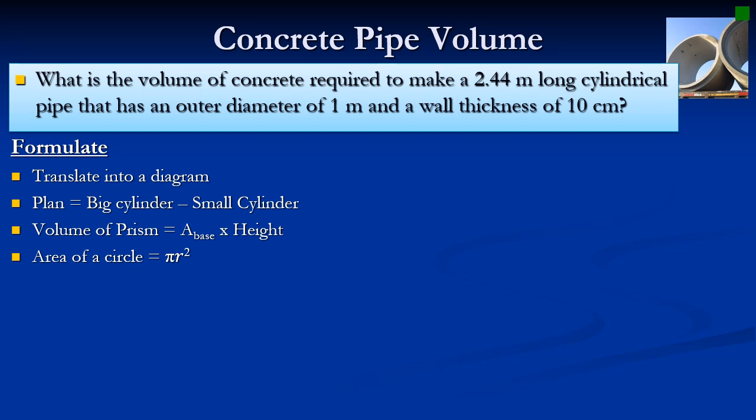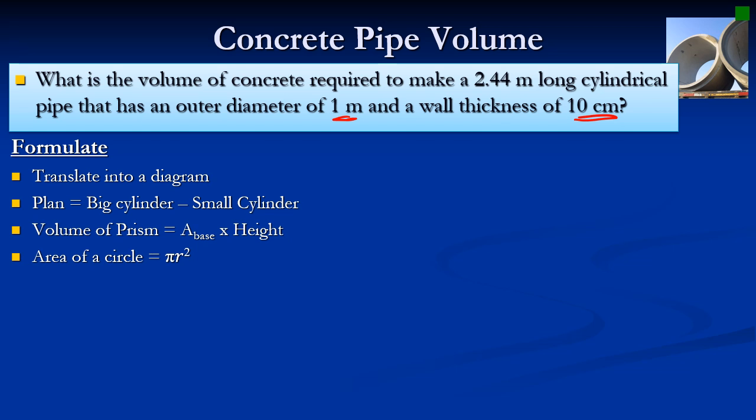So let's have a look at a calculation. You can see straight away we're going into what we call a composite figure, or a compound figure. What's the volume of concrete required to make a 2.44 meter long cylindrical pipe that has an outer diameter of 1 meter and a wall thickness of 10 centimeters? First of all, you're going to have to translate into a diagram. Note that we've got different units.